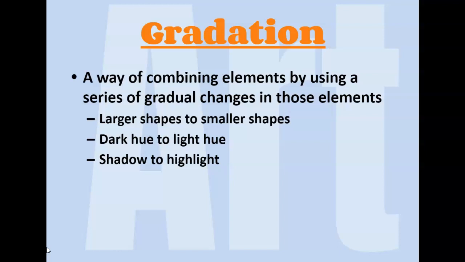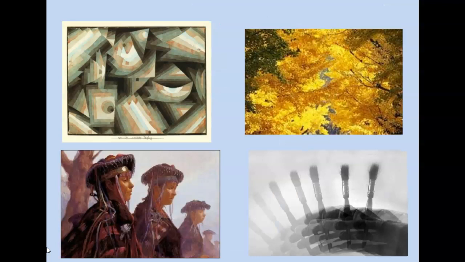Larger shapes to smaller shapes, darker hues to lighter hues, shadow to highlights. The image above on the left, you can see the different colors gradually changing. On the photograph of the trees on the right, you can see the trees changing from green to orange to yellow. On the bottom left, you see the gradual change of the people getting smaller and duller as they go backwards. And in the photograph on the right at the bottom, you see the gradual change of the paintbrush and the hand as it moves going through the image.